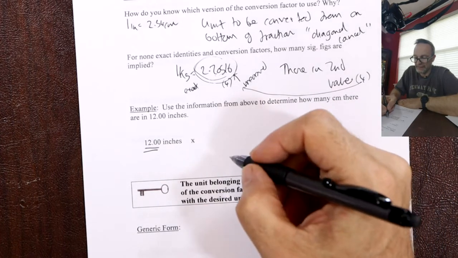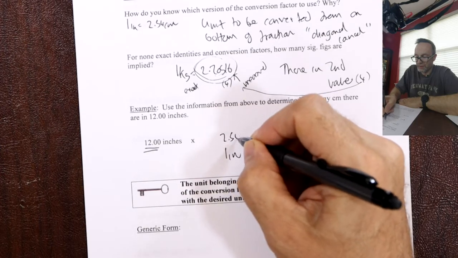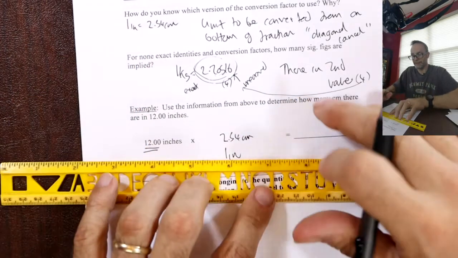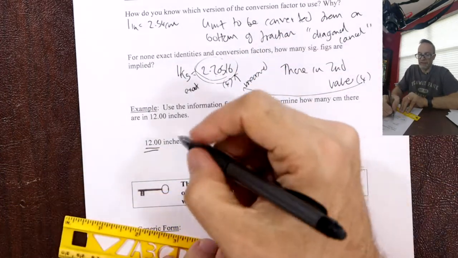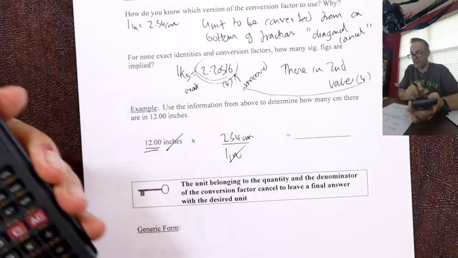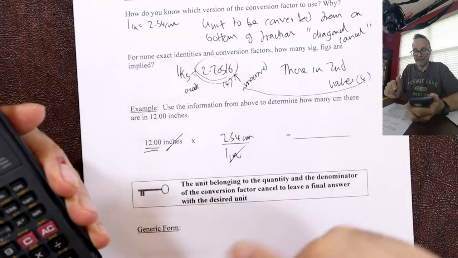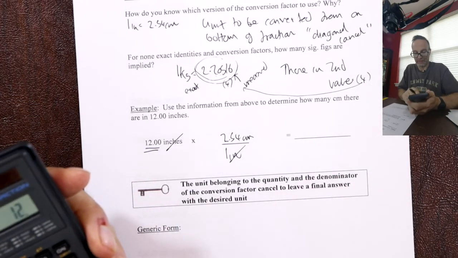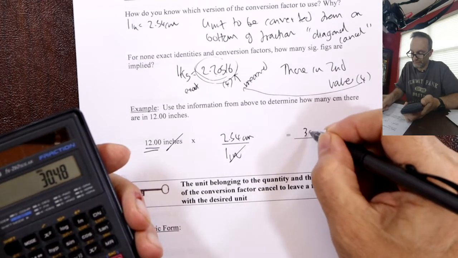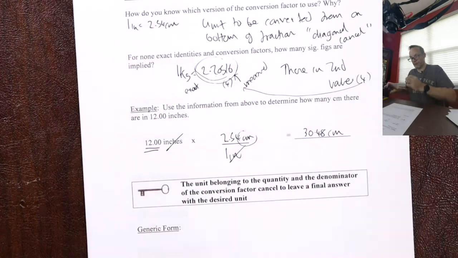All right, what goes on the bottom? 1 inch, 2.54 centimeters. That's from our previous page and above, right? All right. Inches cancel. What do we get? Let's bang it in the calculator. Now, my advice is just put it in the calculator and write down everything that comes out, right? 30.48 centimeters. That unit remains, okay?